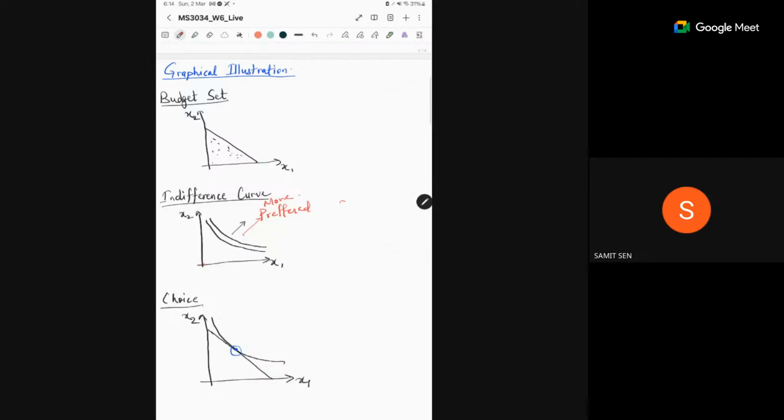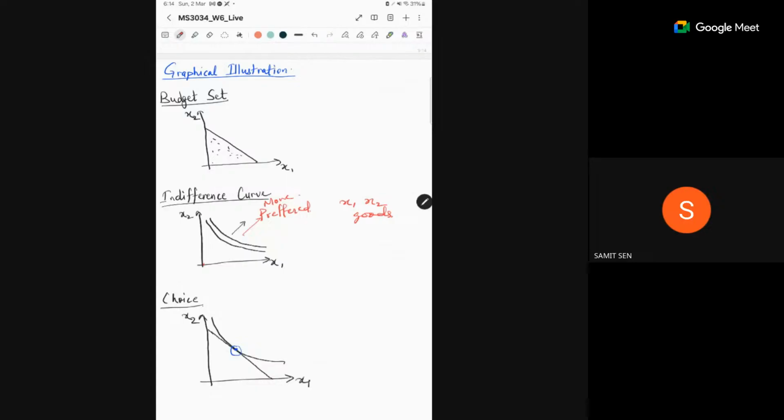But we are saying the further away indifference curve means that time I also need to shift my budget line further away, right? No, no, your budget line is fixed. Your budget line is not moving. Your budget is fixed.